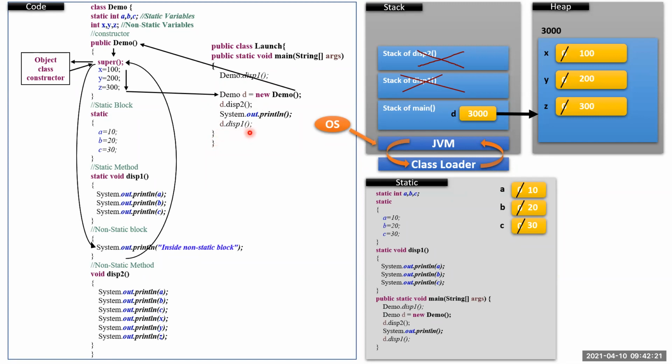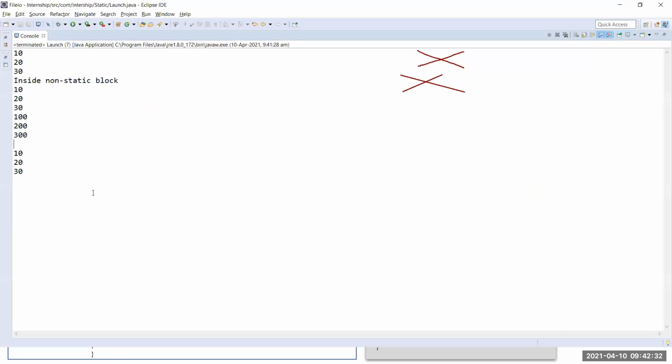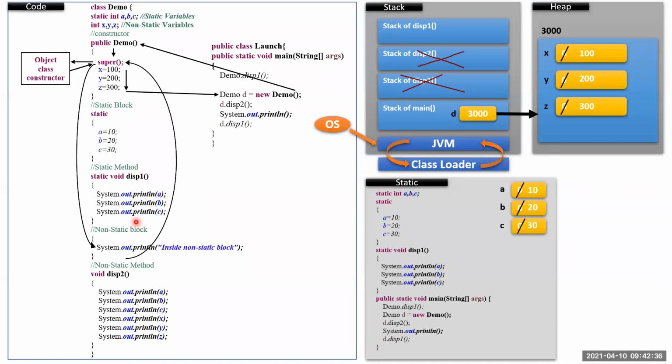So again, d.display1 will be executed. That means this stack will be created here. So again, the control from here will enter this method and execute abc. We are going to get the output 10, 20, 30 here. And finally, when the control comes out, this one will be deleted, so this will be no more at the top of the stack.